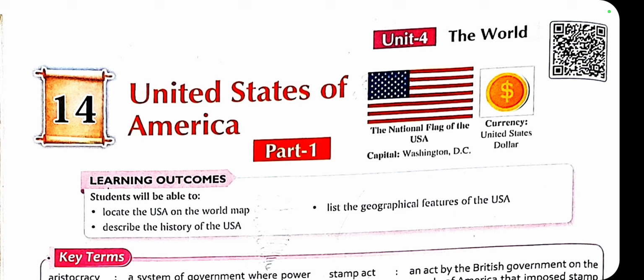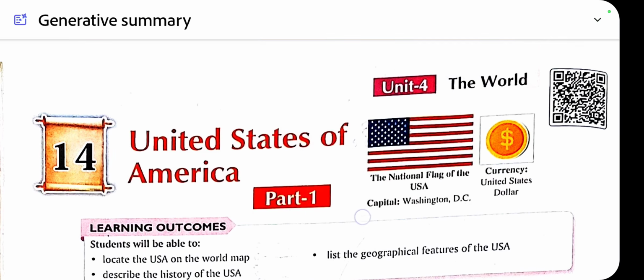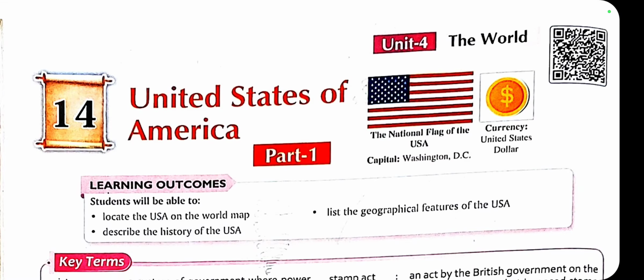The chapter's name is United States of America, Part 1. On the right corner, you can see the national flag of the USA. The capital of USA is Washington, D.C. The currency of United States is dollars.